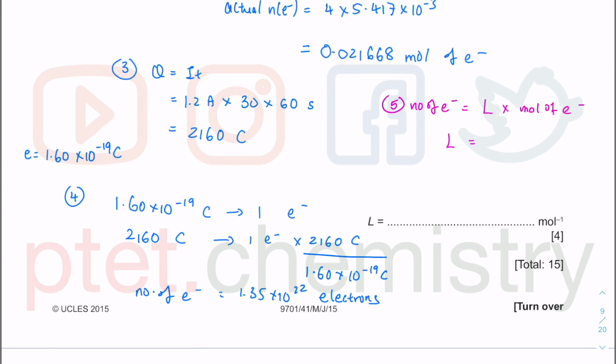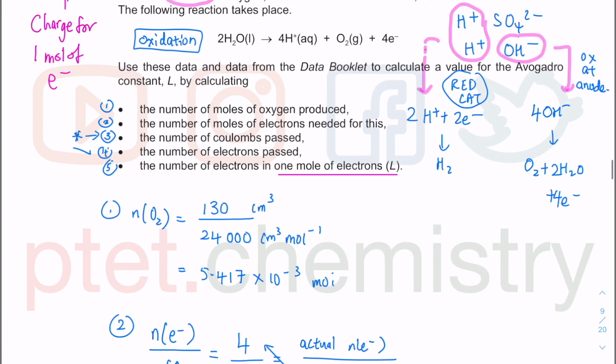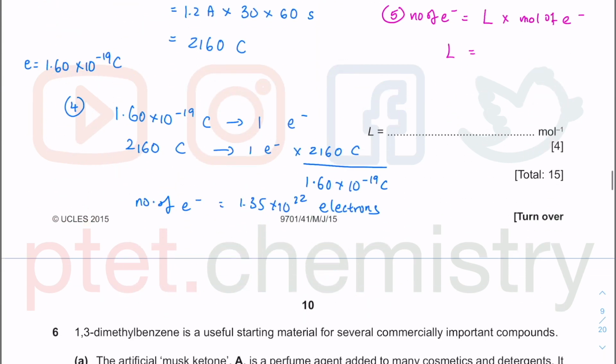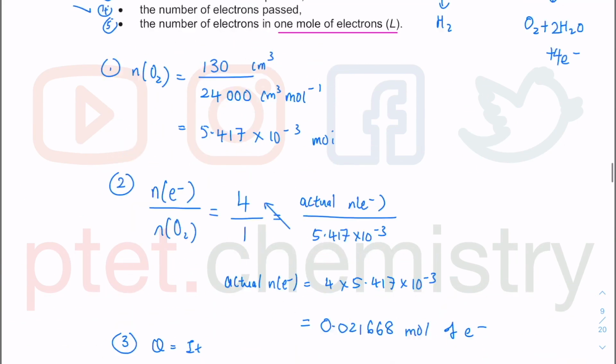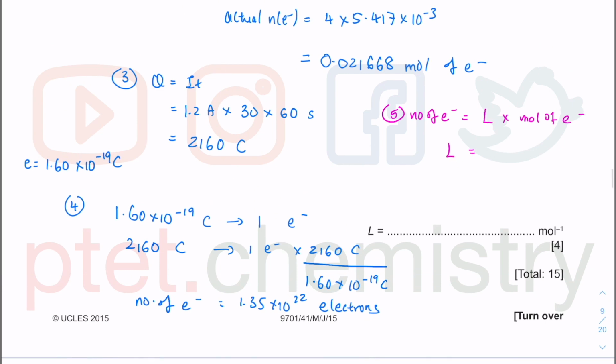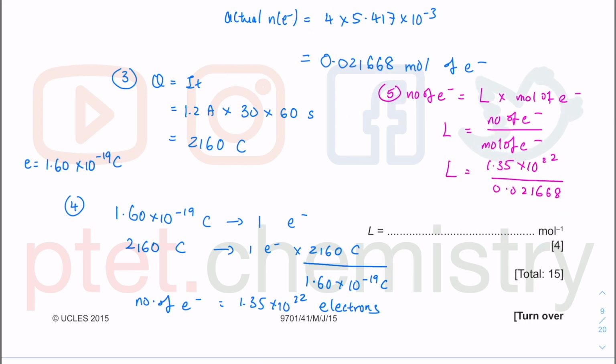If we want the Avogadro's constant, now what do they want? They want the number of electrons passed. That one should be okay. The number of electrons in 1 mole is the Avogadro constant. So that is the number of electrons divided by the mole of electrons. That is the number of electrons, which is 1.35 times 10 to the 22, divided by the number of mole of electron from the previous bit of the question earlier. And this should give you your Avogadro constant.